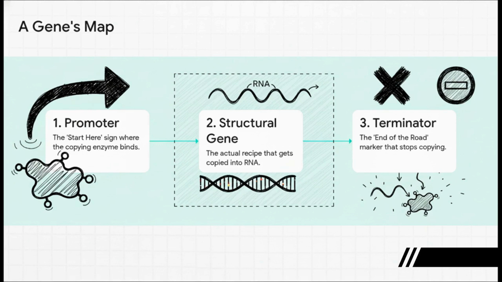Now here's a memory trick and a classic CUET trap, so listen up. To remember the order, just think pro-struct-term: promoter, structural, terminator. And write this down. The promoter is the binding site, but it does not get transcribed. So many students lose marks on that one point. Don't be one of them.